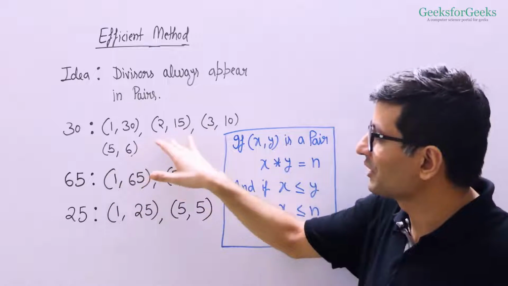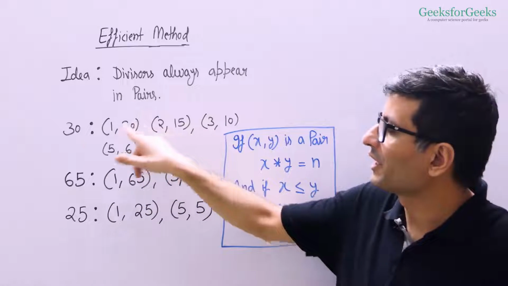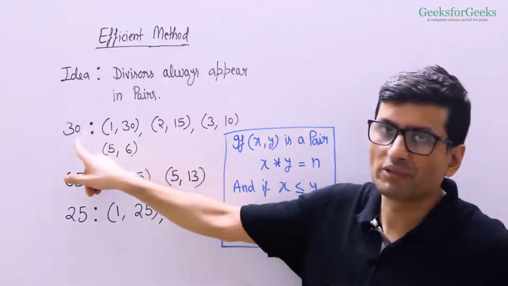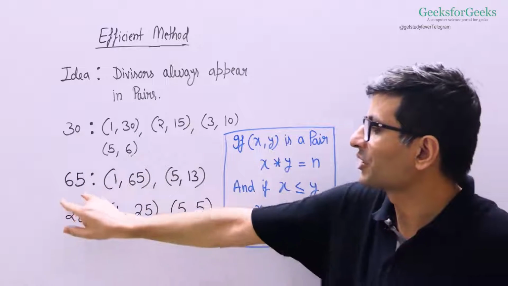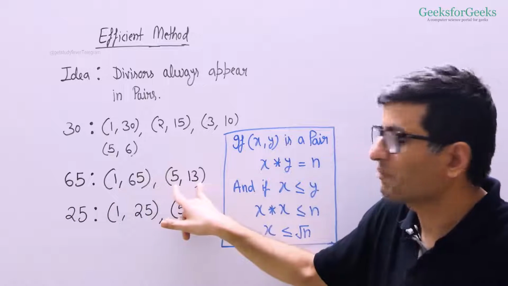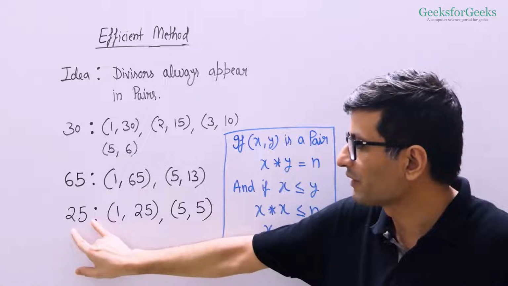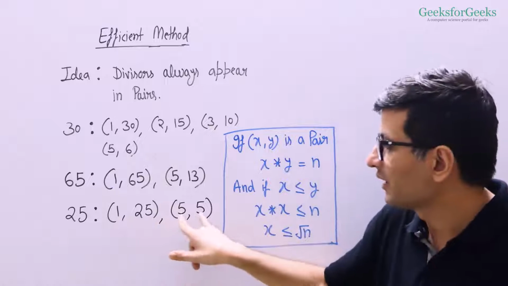If you see this pair 2 and 15, if you divide 30 by 2, you get 15. And if you divide 30 by 15, you get 2. That's how we have formed these pairs. Divisors of 65 are 1 and 65, and 5 and 13. Divisors of 25 are 1 and 25, and 5, 5.